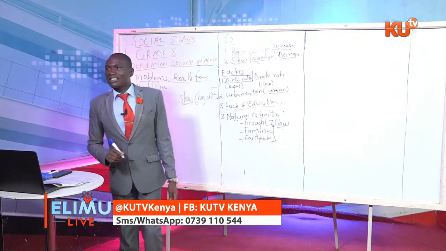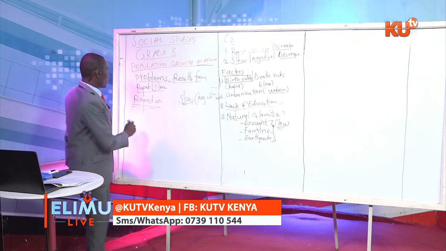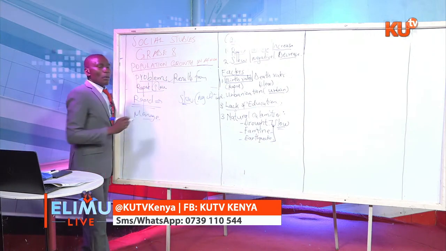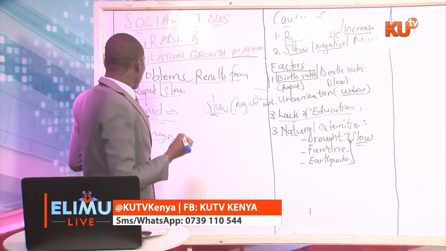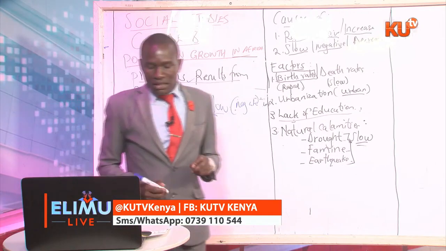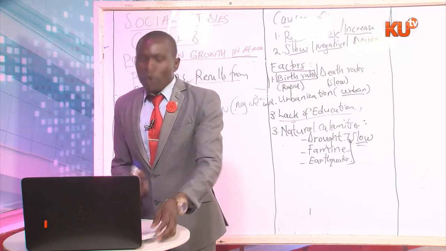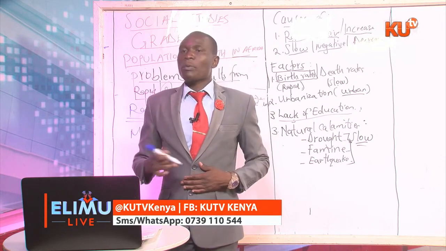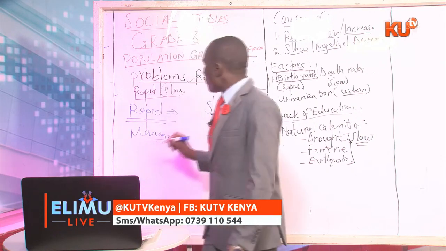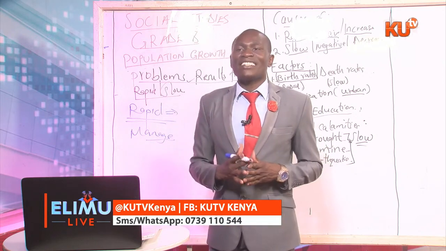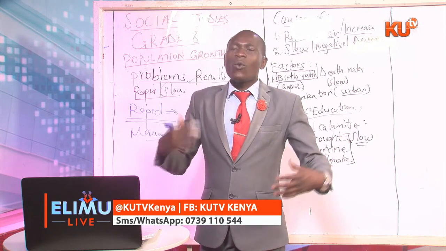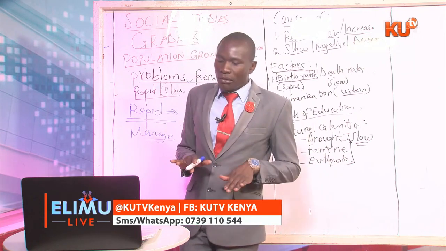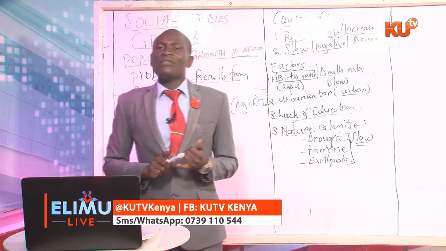Now, as we move on, we have looked at the problems resulting from rapid and slow population growth. Something else that we're going to look at is how we can manage population growth. Population growth can be managed, both rapid and slow. Now we will be looking at ways of managing rapid population growth and ways of managing slow population growth. Rapid population growth, how can it be managed when people are too many? What can we do to make the population of that place go down? One is providing family planning.